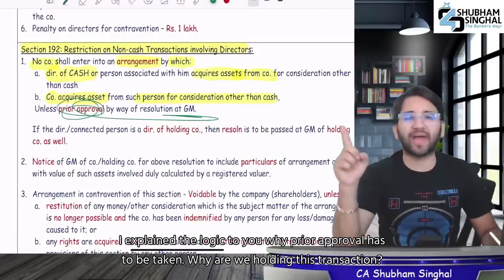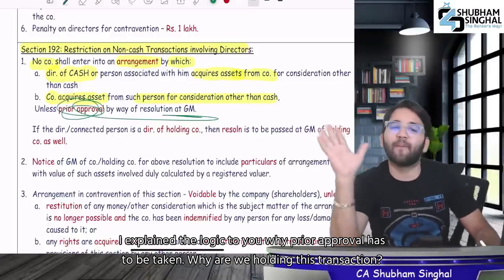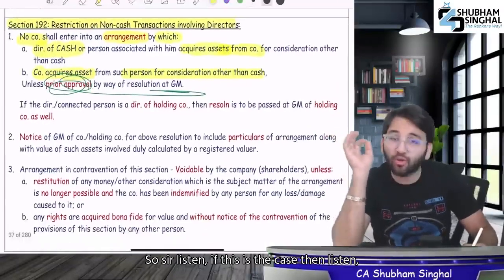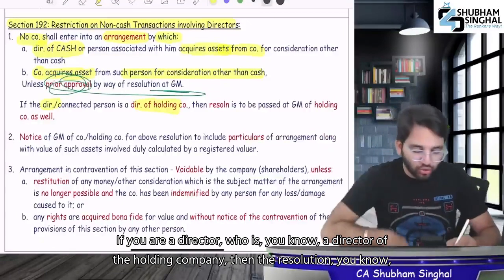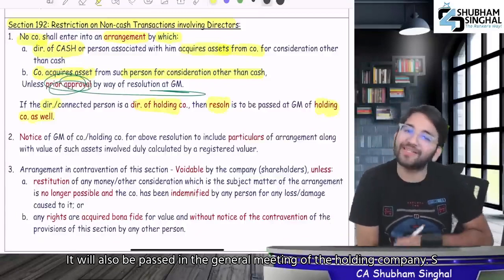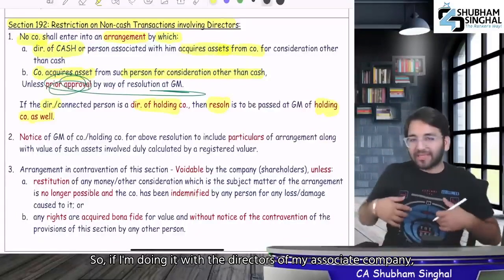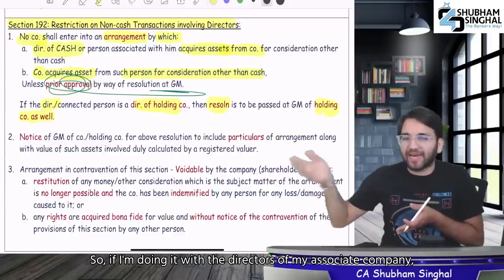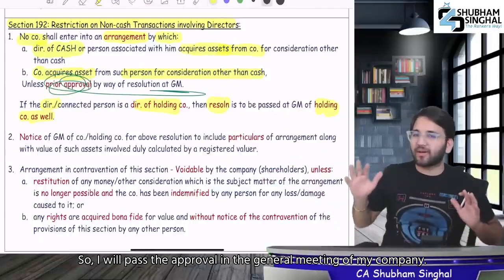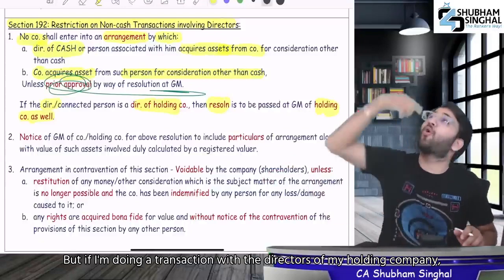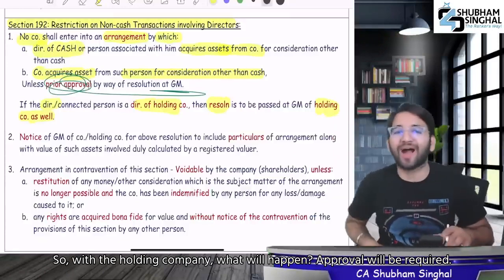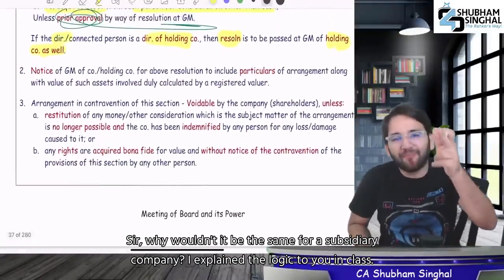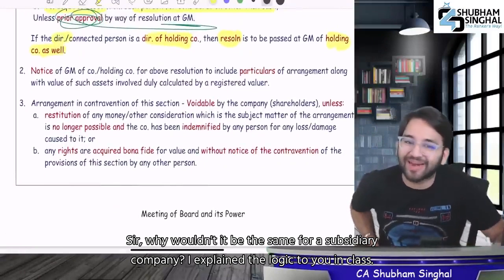I explained the logic to you of why prior approval has to be taken. But please listen to me very carefully. If the director is of the holding company, then the resolution will also be passed in the general meeting of the holding company. Meaning if I'm doing it with the directors of my associate company, I'll pass approval in the general meeting of my company. But if I'm doing a transaction with directors of my holding company, approval will happen with the holding company. I explained the logic in class of why it wouldn't happen with a subsidiary company.